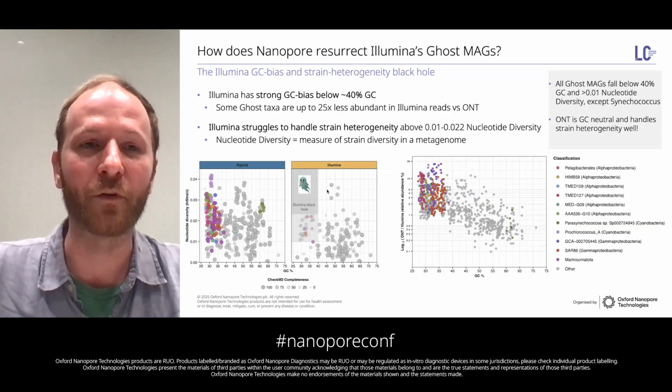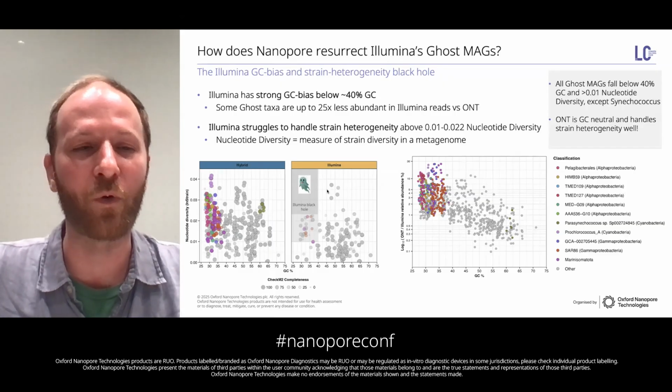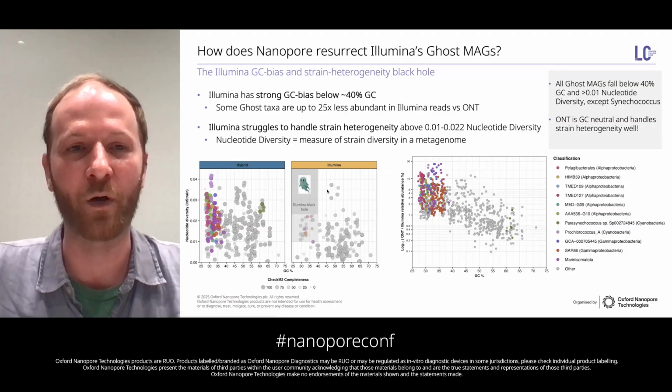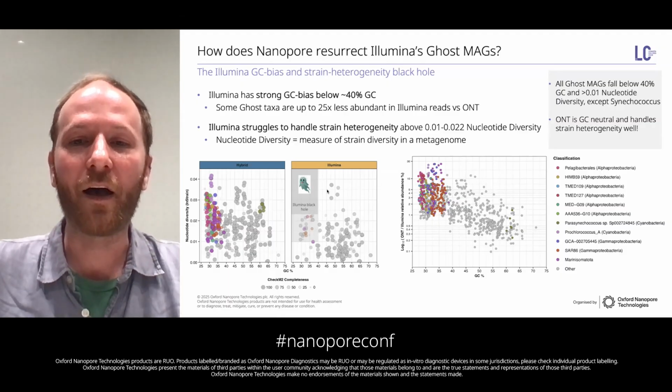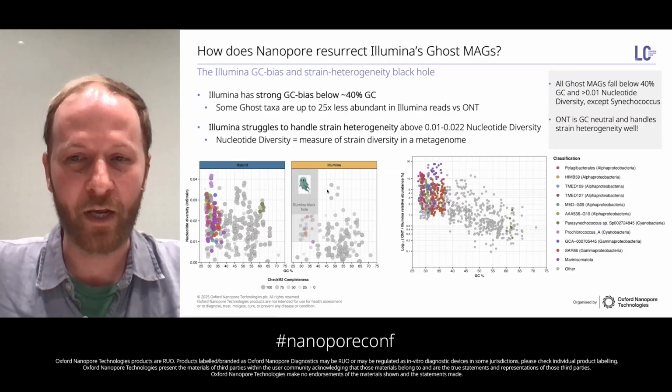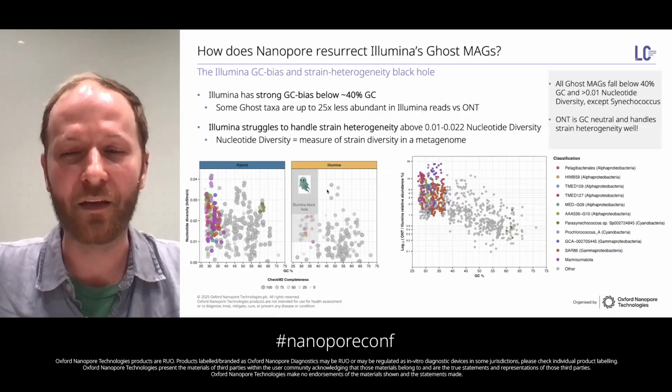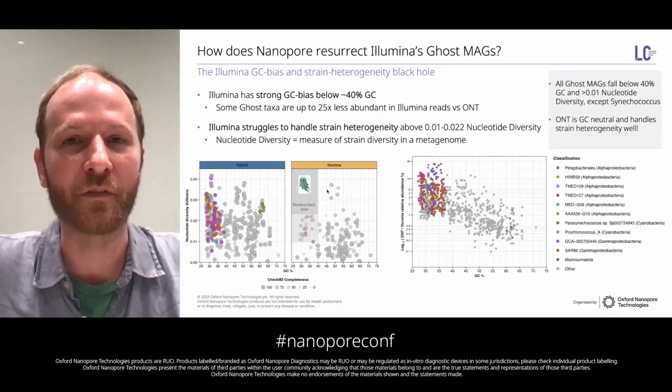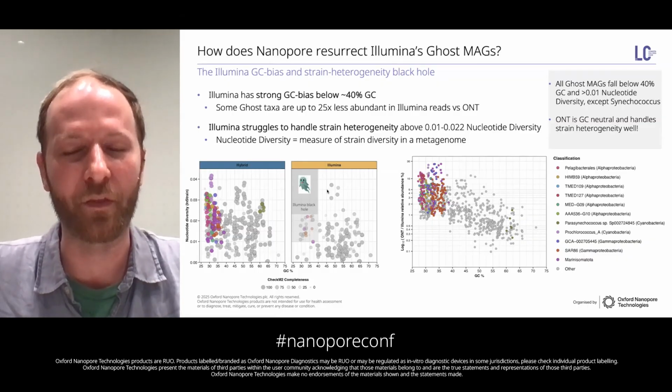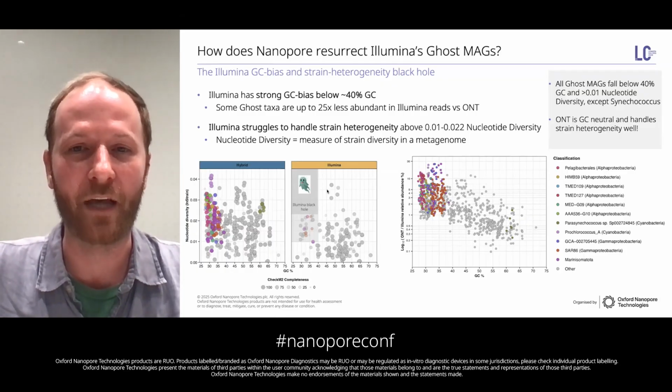The one in yellow is Illumina, where you can see the black hole. The one on the right is nanopore and highlights where all of our ghost taxa sit. And all of our ghost taxa fall inside this range. So what we're seeing in the end is a platform-specific incompatibility with our samples. And we were really happy to be able to answer the question of why this happens.